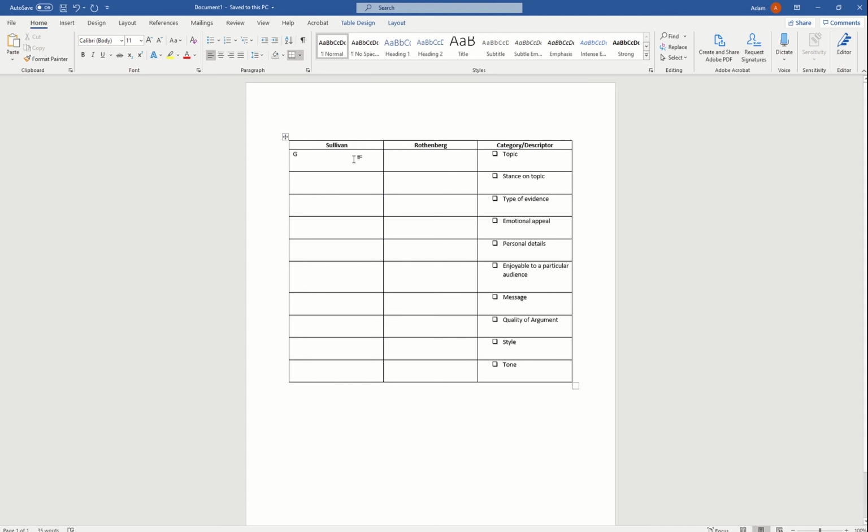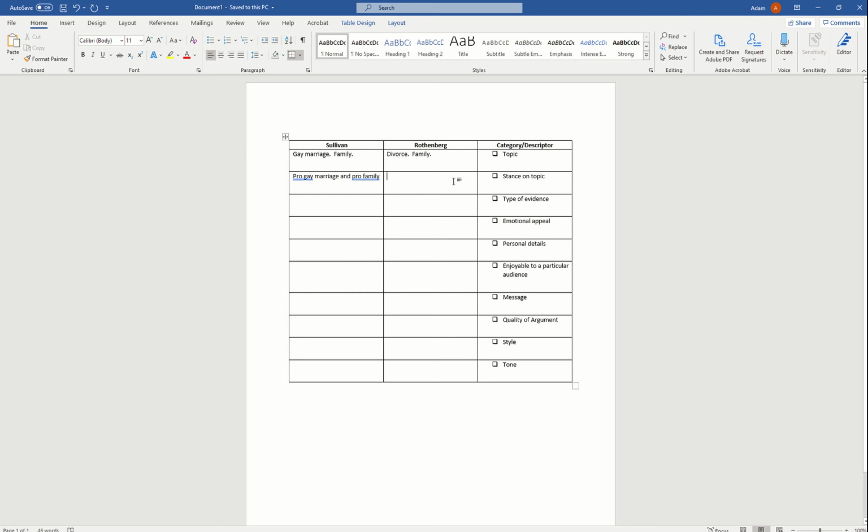Sullivan, topic, definitely gay marriage. And you know what? Family. I think he wrote a lot about family too. I mean, he mentioned family 8 times in the opening paragraph, I think. Rothenberg, she wrote about divorce. But I'd say hers really, the bigger focus is also family. Okay, so I have a difference and a similarity. We'll see what I do with that. Stance on topic. Pro gay marriage and pro family.